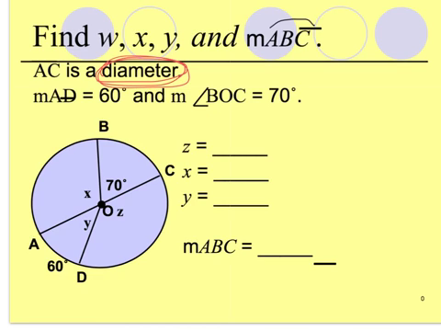So the measure of arc AD is 60 degrees, which I can see is labeled in the diagram, and the measure of angle BOC is 70 degrees, which is the central angle, which is also labeled. I have this line here, AOC, as my diameter, so that means the sum of x and 70 is equal to 180. So 180 take away 70 is 110 degrees. So that's x. Y we can see here is 60 degrees because the central angle is the same as the arc AD.